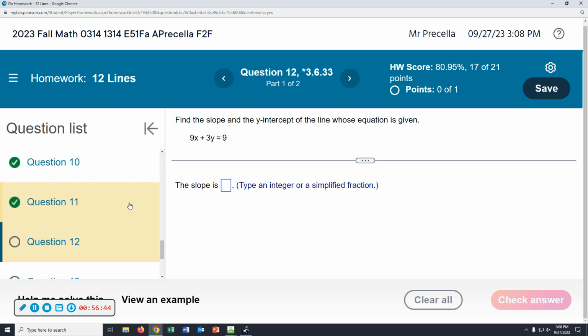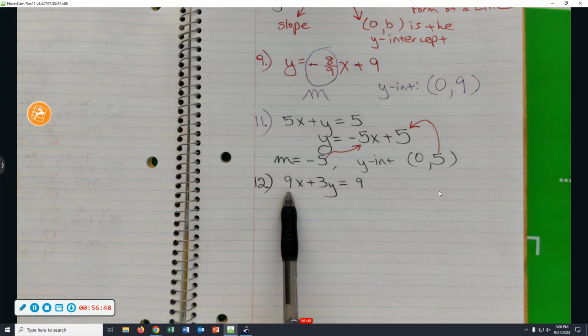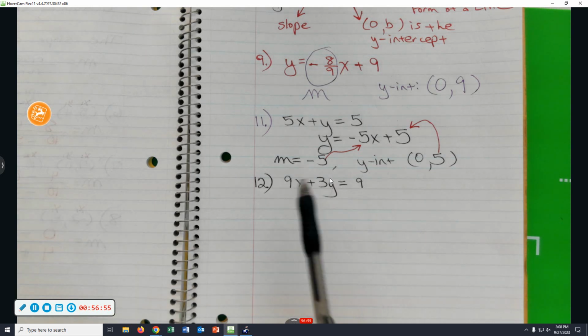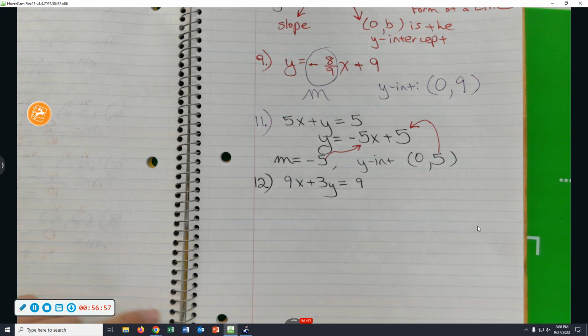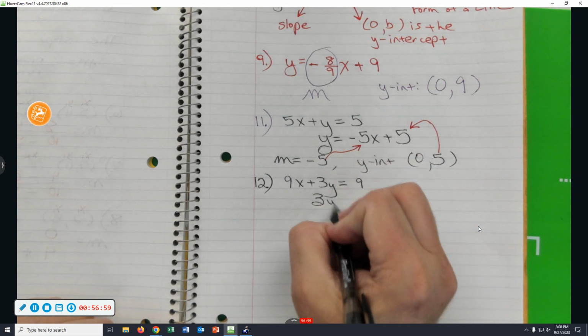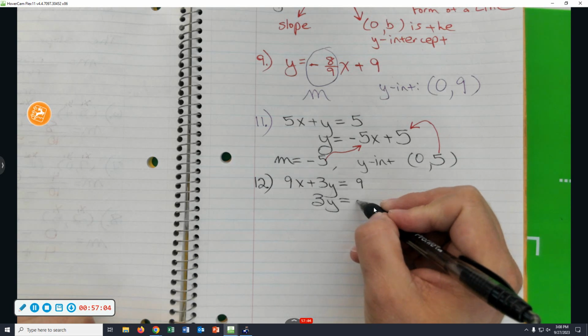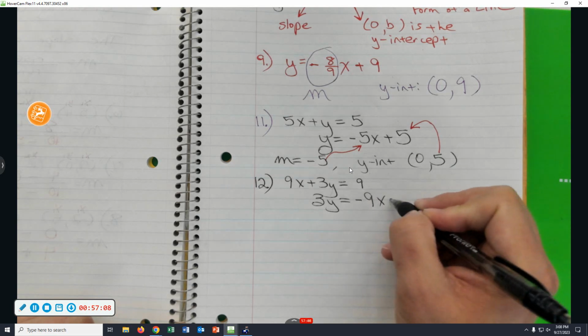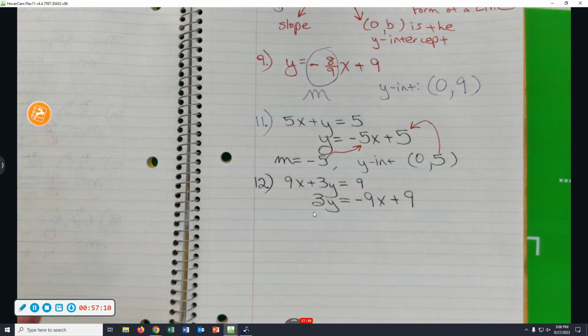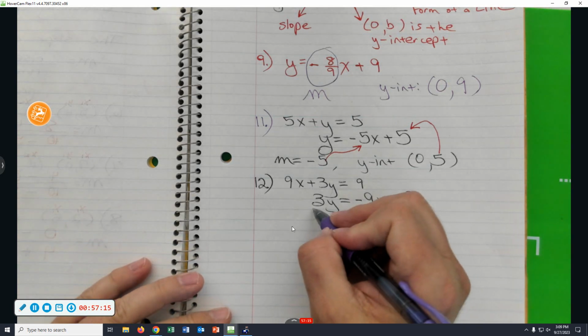Can I just look and say the number in front of x is the slope? No, what am I going to have to do first? Okay, so we need to get the y by itself, so we're going to subtract 9x. That says 3y is equal to, and then to get y by itself, divide by 3.